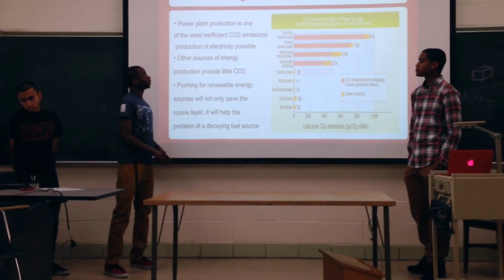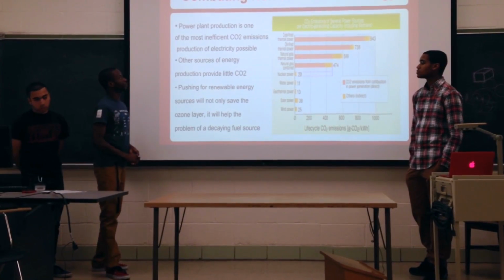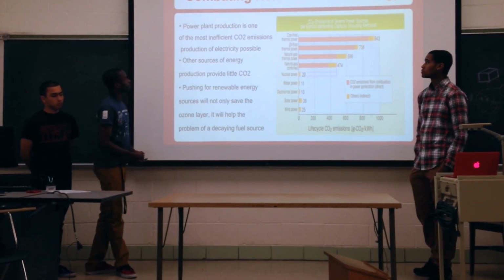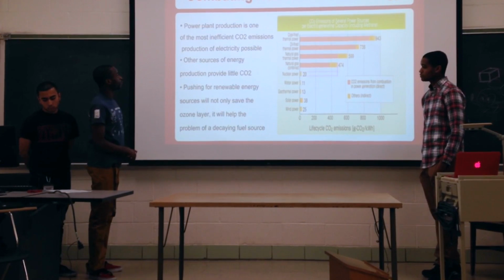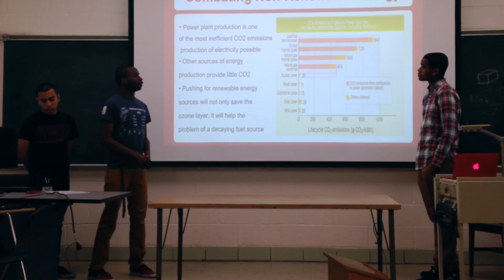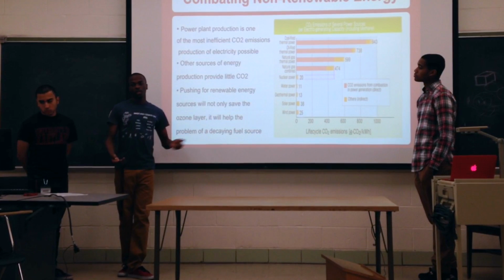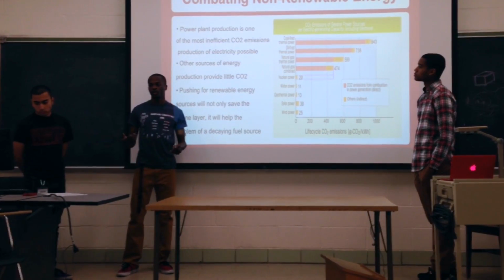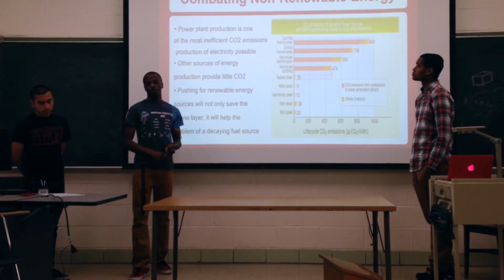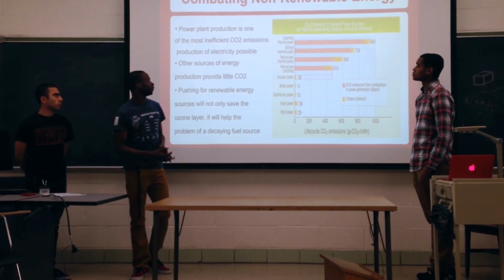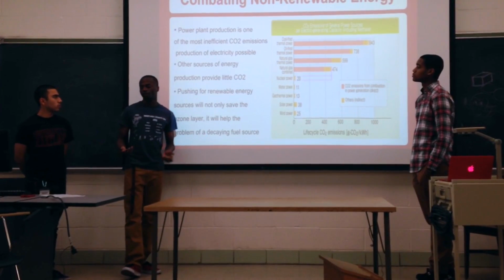And the third thing on our list was the use of non-renewable energy sources. Power plant production is the most inefficient CO2 emission production of electricity possible. So a way around this is to use things like renewable energy sources. You know, replace your light bulbs at home. Use things that are environmentally friendly, things that are not going to harm the environment.